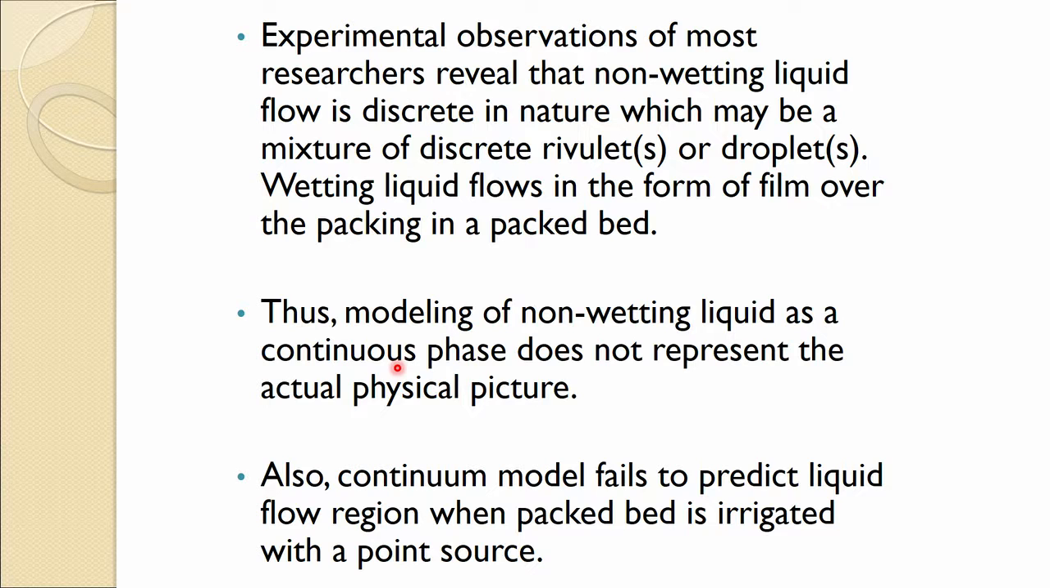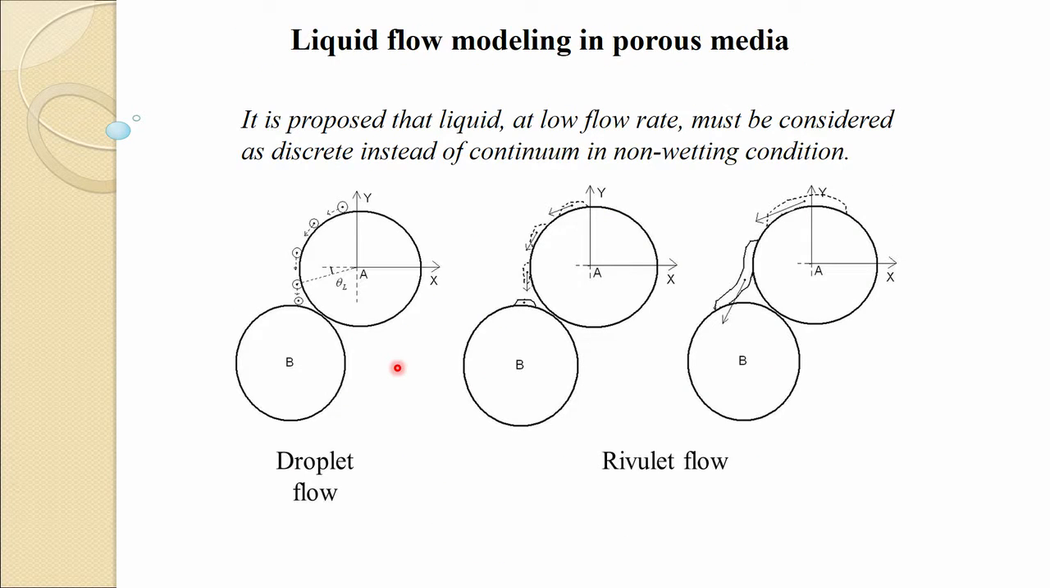And the theory which is used by chemical engineers to describe the liquid flow in the packed bed cannot directly be used in a metallurgical reactor. So, another theory has been proposed for this. It is proposed that liquid at low flow rate must be considered as discrete instead of continuum in non-wetting condition. So, we said discrete liquid flow.